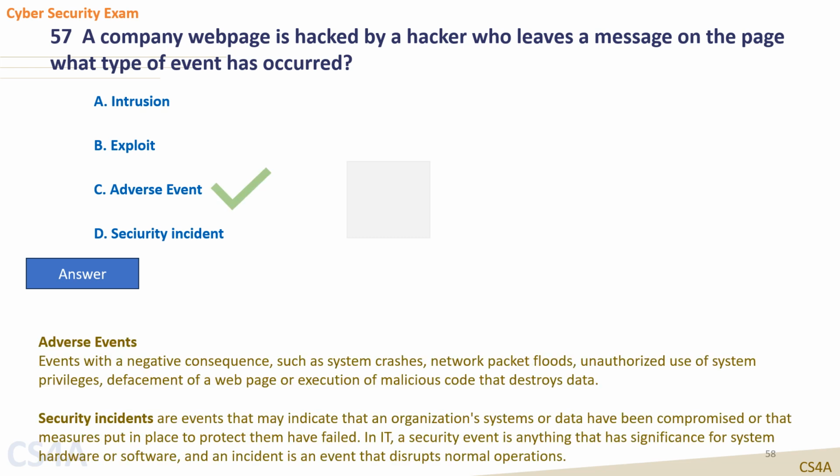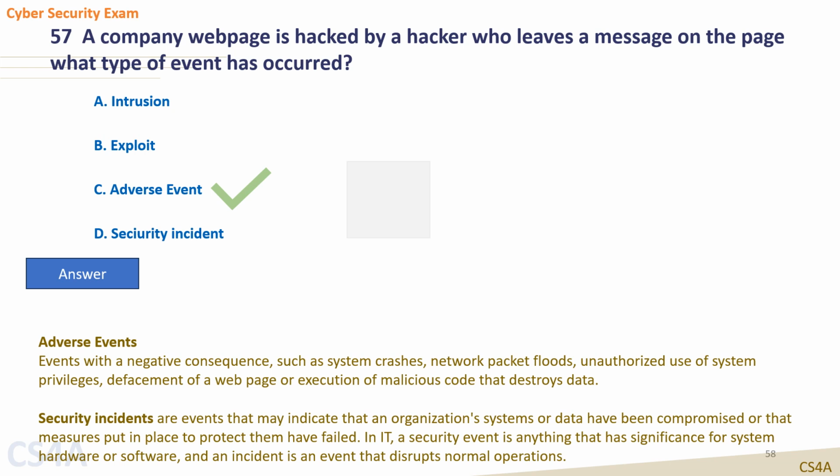So the definition of adverse event is negative consequences such as system crash, network packet flood, unauthorized use of system privileges, defacement of web page, or execution of malicious code that destroys data. And security incident is an event that may indicate an organization's system or data has been compromised or measures put in place to protect them have failed. So as per the definition, adverse event correctly matches the question.